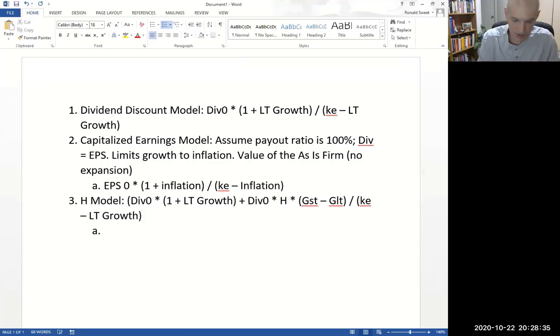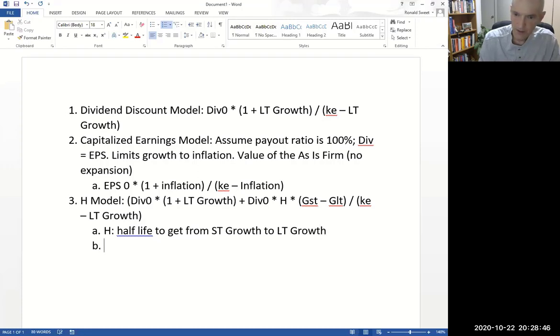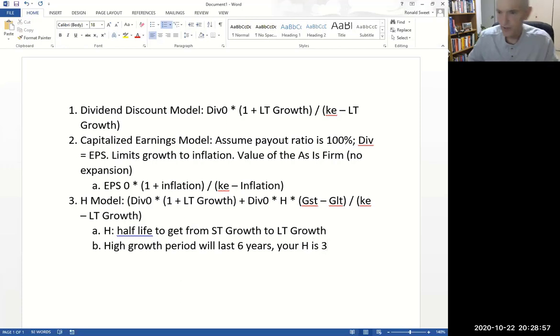So what is H? H is the half-life to get from short-term growth to long-term growth. So if you say a high growth period will last 6 years, what is your H? Your H is 3. Okay. And then you just take your short-term growth rate minus your long-term growth rate, and there's the formula. Make sure you have your parentheses in there.